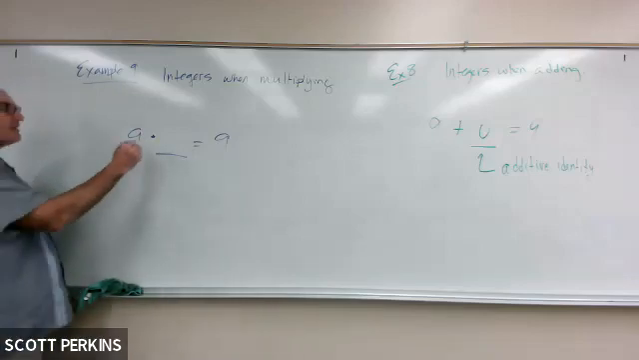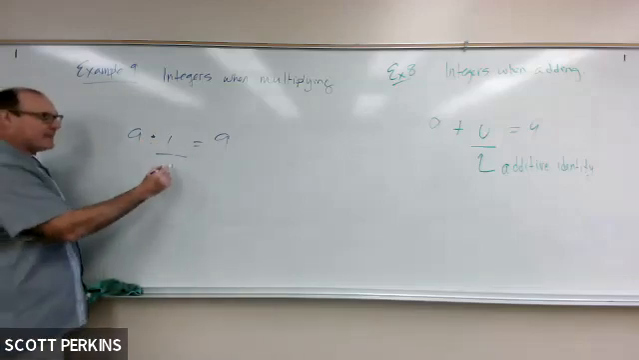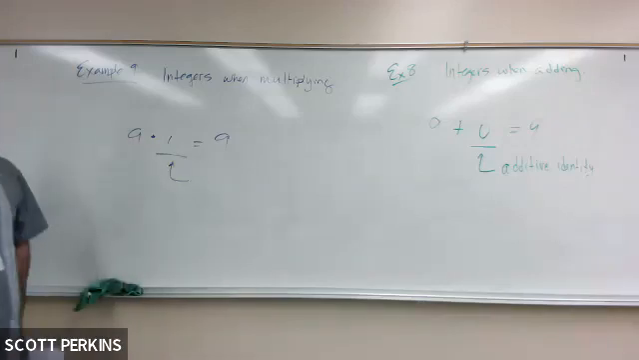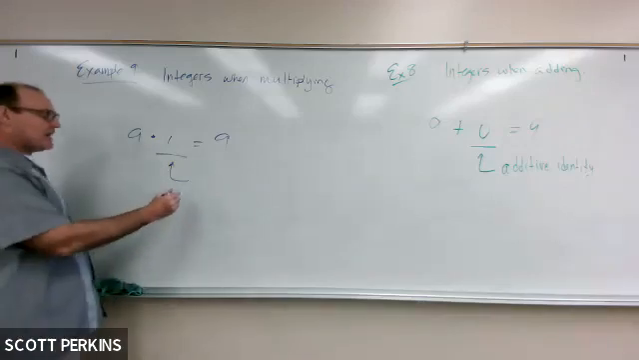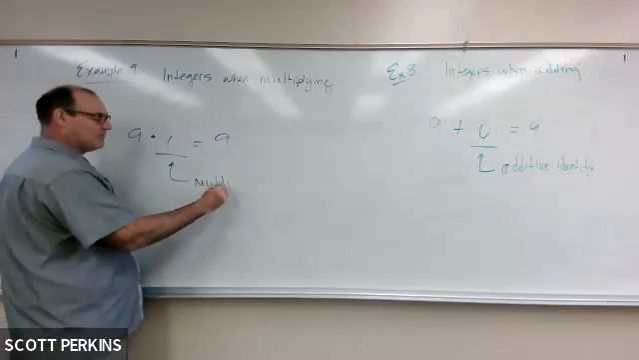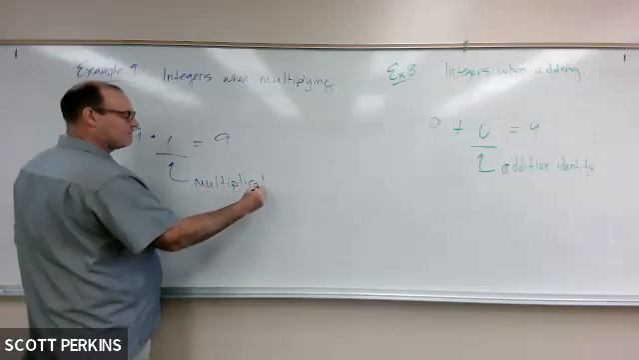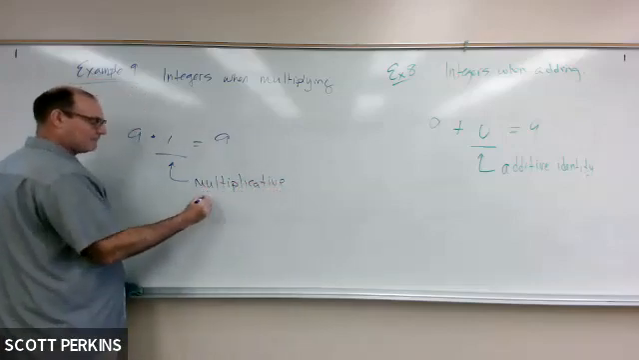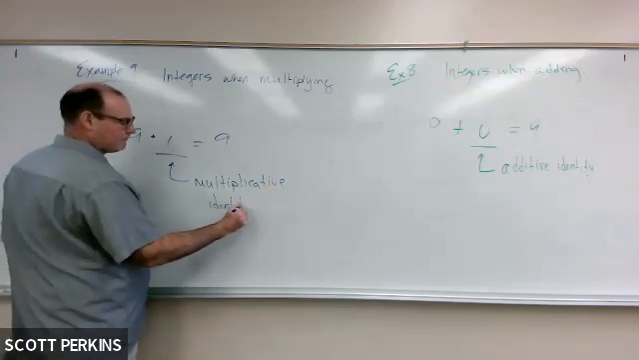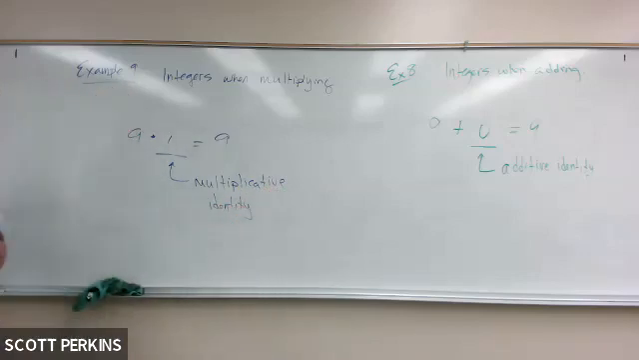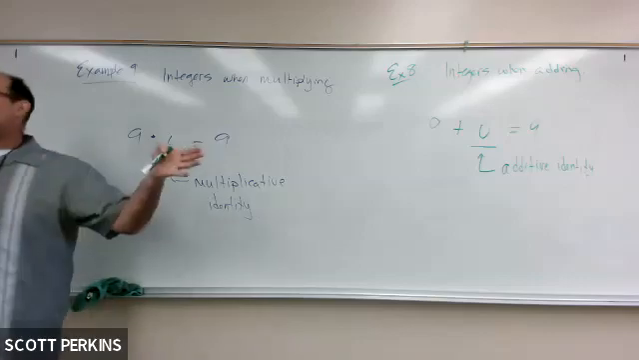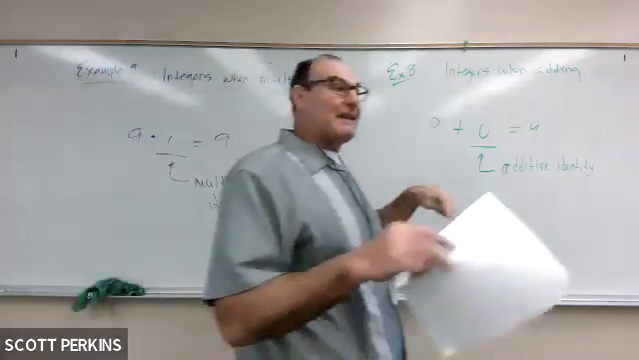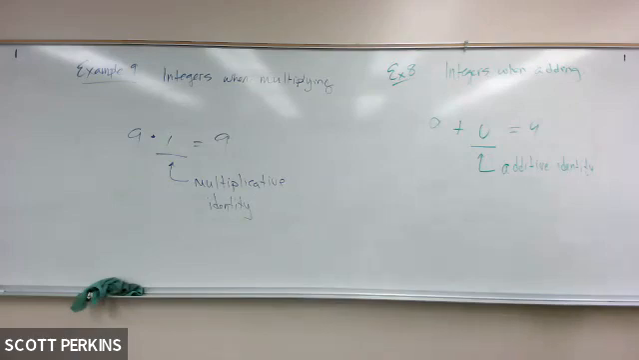Yes, when you multiply by 1, you get the same thing. So again, you don't need to know the terminology. I'm just happy to know these words. This is called the multiplicative identity. So now you know the identities. When you add, the identity is 0. When you multiply, the identity is 1.